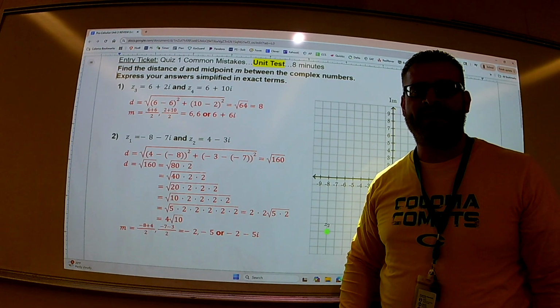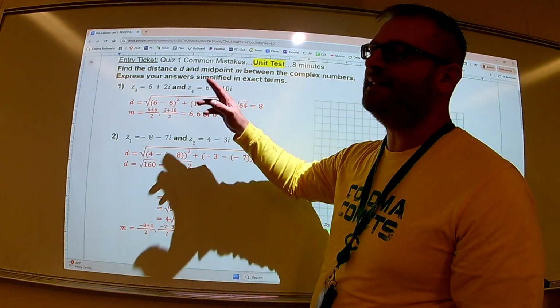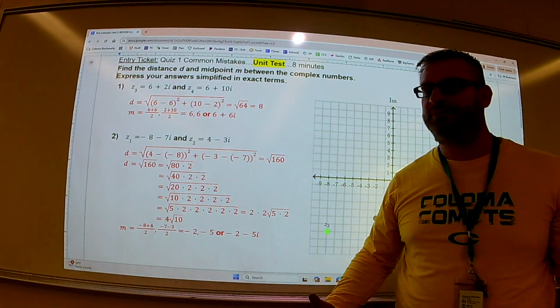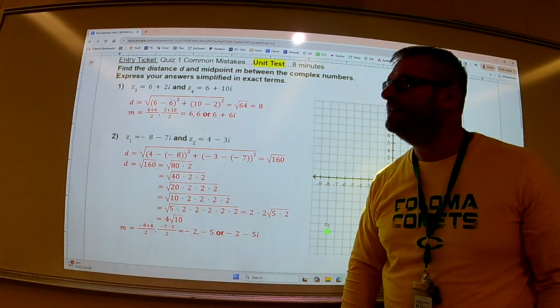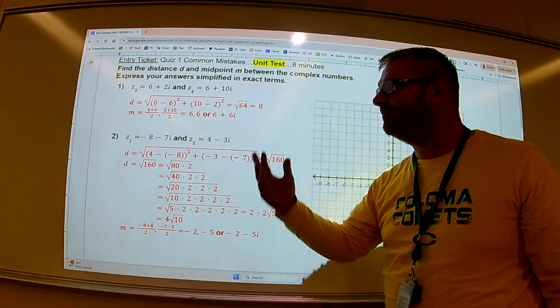We're going to take a look at common mistakes with finding the distances and midpoints, something that you'll be expected to do on the test, and that was covered back on quiz 1. The distance is simply the distance formula.